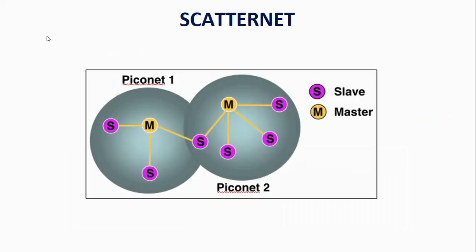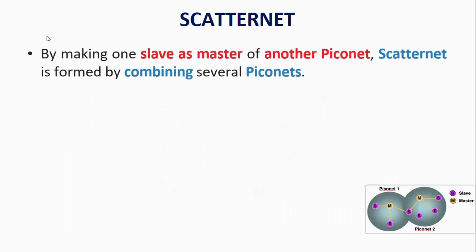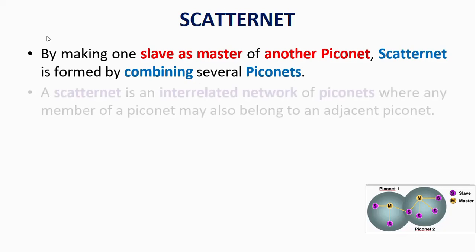The scatternet: the image shown here is about the scatternet, which is connected as a combination of two Piconets. One of the Piconets has a master and slaves. The first Piconet master has three slaves. Among that, one slave acts as the master for the second Piconet. So what is happening here? By making one slave the master of another Piconet, a scatternet is formed by combining several Piconets.